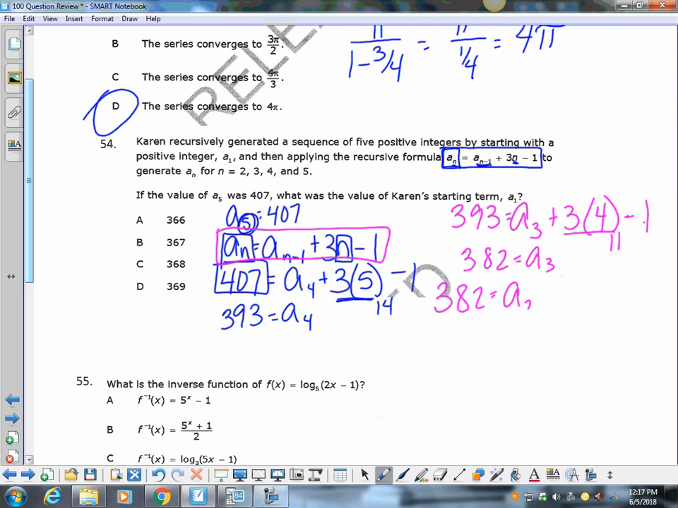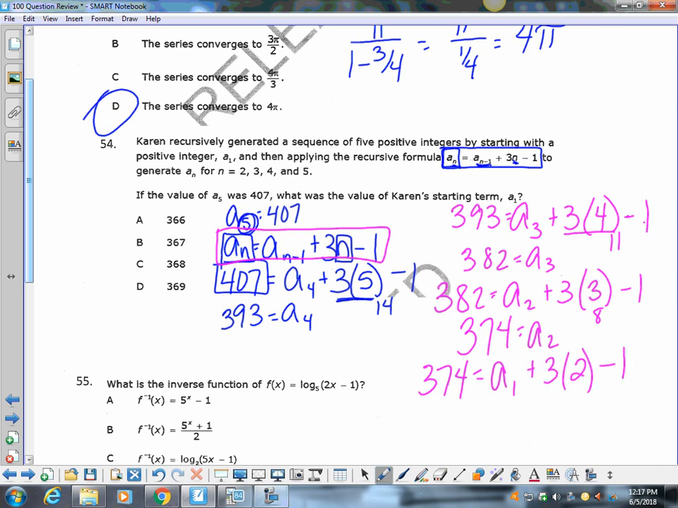So a sub 2, I'm in the 3rd chair. 3 times 3 is 9. Minus 1 is 8. Subtract the 8 over. That gives me 374. And then I just got to go one more time. 374, a sub 1 now, plus 3 times 2nd chair minus 1. That's a 6. Minus 1 is a 5. Subtract a 5 over, and we get 369.